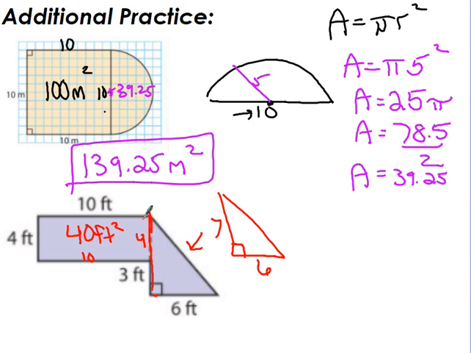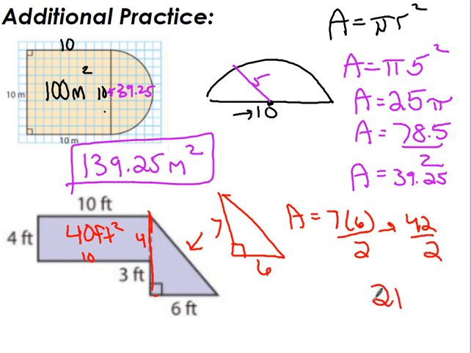Now, triangles are simple. You just take the height, multiply it by the base, and then divide by 2 because it's really half of a rectangle. So for area of a triangle, I'm going to do 7 times 6, but then I'm going to divide it by 2 in the end. 7 times 6 is 42. Divide by 2 would give me 21. So this triangle is 21 feet squared, or square feet.